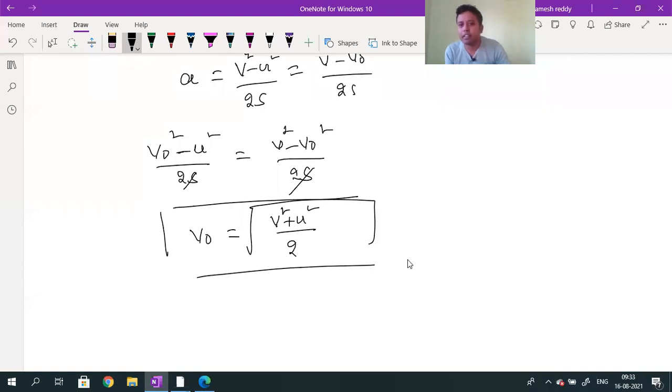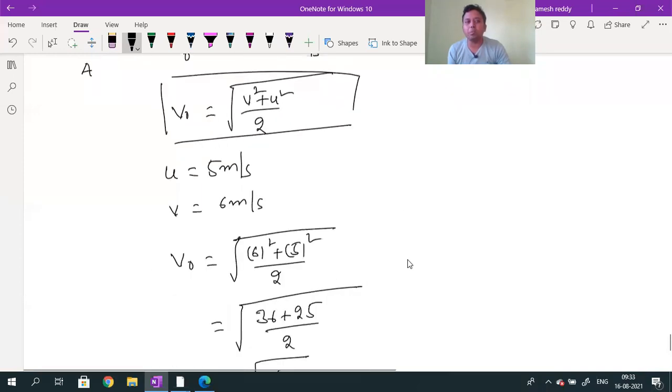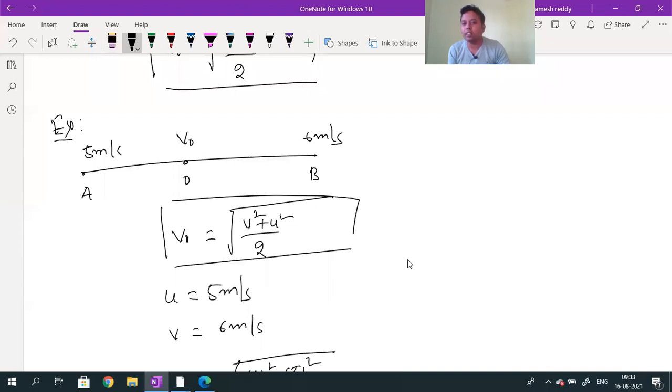Same formula. Sir, why did you take V naught? Instead of this, we can take anything. Anyone you can take. I called the midpoint O, and the velocity at the midpoint I called V naught. That's why I wrote V naught. Is it understood? Students?